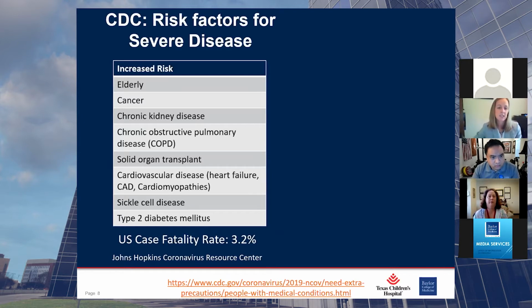So according to the CDC, indicators of increased risk of progression from mild and moderate disease to a severe disease include the elderly or persons greater than 65 years old, persons with underlying cancer, chronic kidney disease, underlying chronic lung disease, solid organ transplant, cardiovascular disease, sickle cell disease, and type 2 diabetes. In children, particularly young children, obesity as well as lung disease and prematurity are also potential risk factors for development of severe disease found in recent studies.